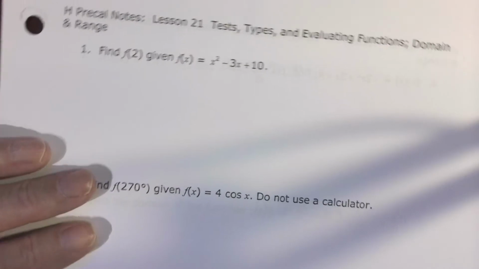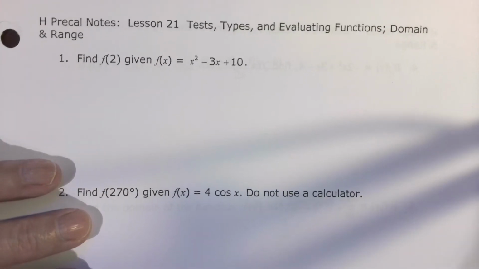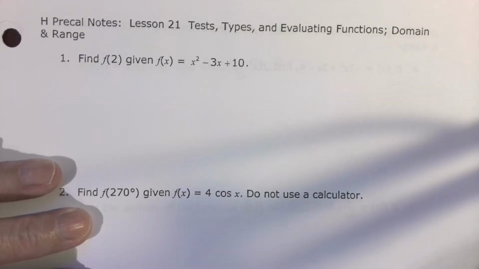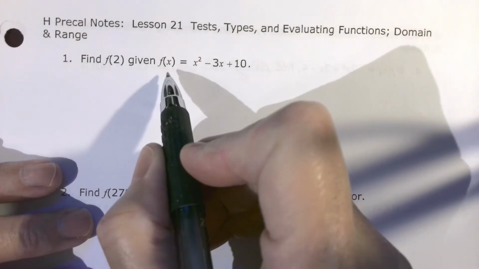Okay, so this is lesson 21. We're talking a whole lot about different functions and just evaluating them, determining the domain and the range. Okay, the evaluation of a function is very simple. The notation just looks different.